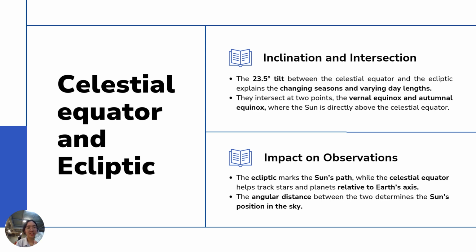For the intersection, they intersect at the vernal equinox and the autumnal equinox, which is only 2 points. For the impact on observations, the ecliptic marks the sun's path, which is right here. The celestial equator helps track the stars and the planets relative to the Earth's axis. The angular distance between these two also determines the sun's position in the sky.